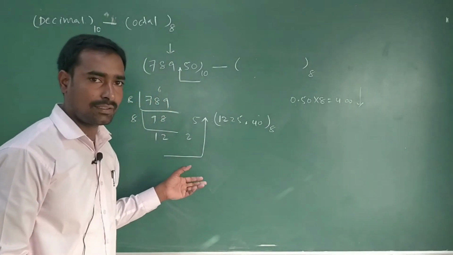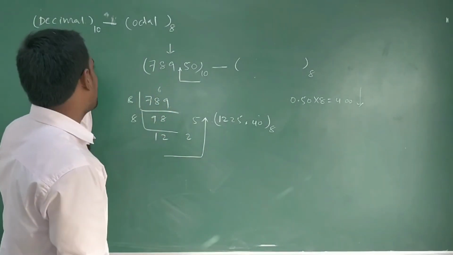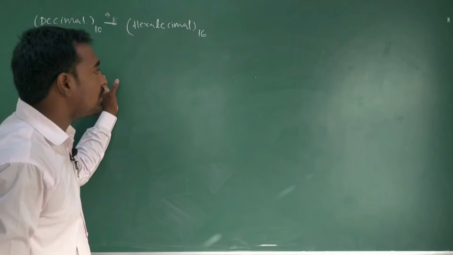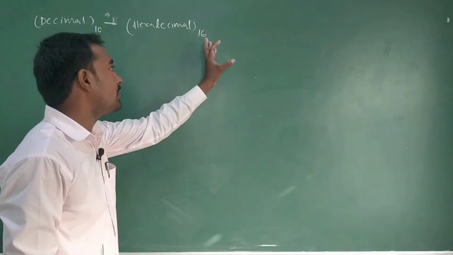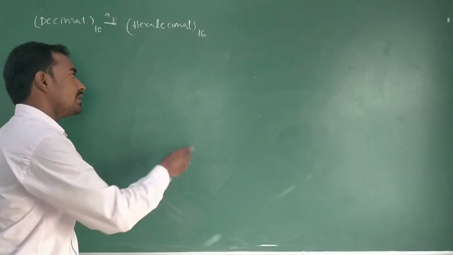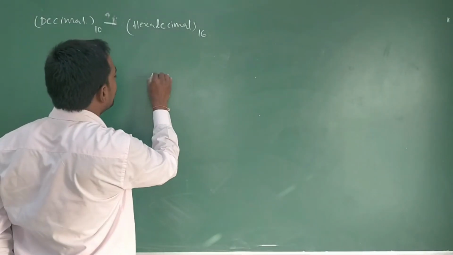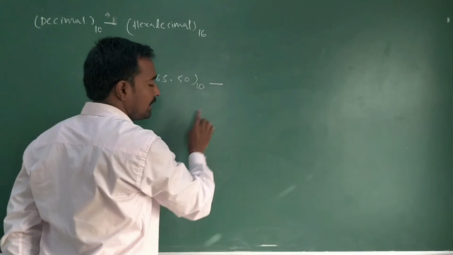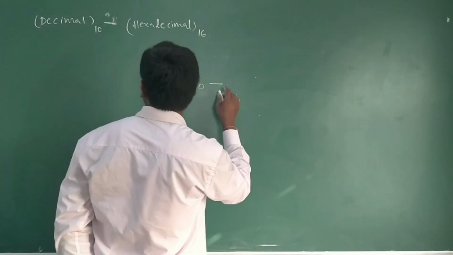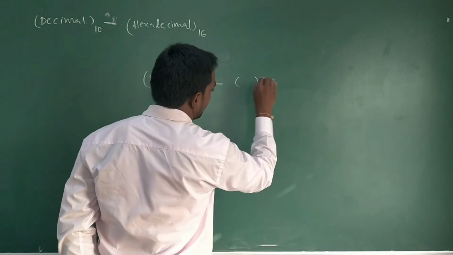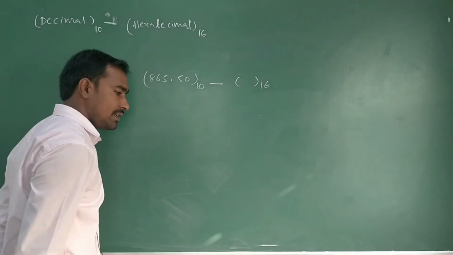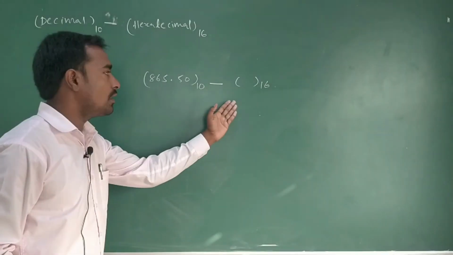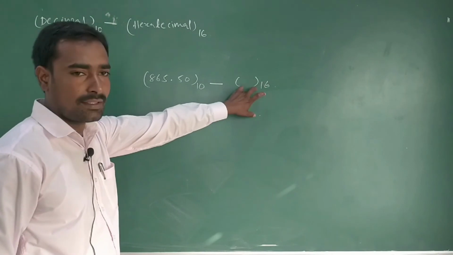Okay, and we will discuss another conversion, from decimal to hexadecimal. Coming to the conversion of a decimal number to a hexadecimal number, here we have 16. Take another example: 865.50, which has the base of 10, and this has to be converted into hexadecimal, having the base of 16. In this base 16 we have the digits 0 to F, and when converting a decimal number into hexadecimal, again we have to divide by 16.